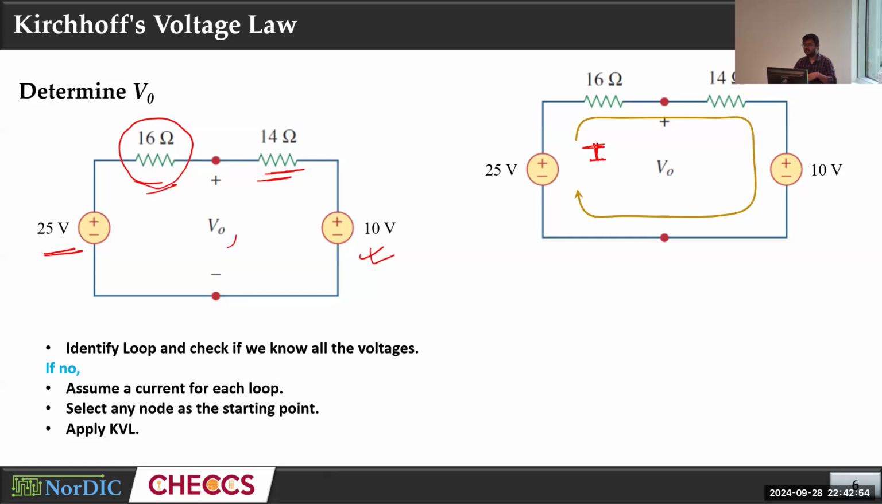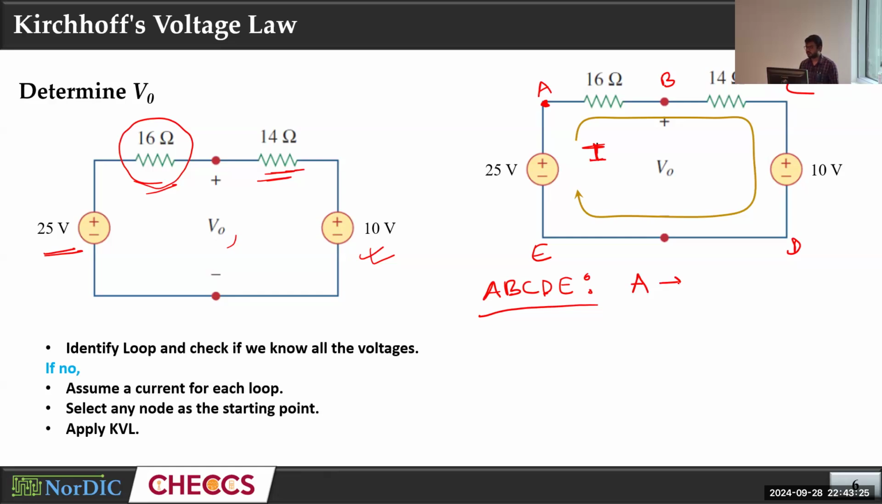So now we go to the same steps again. We will have to select a starting point before writing the KVL. So if we select this as the starting point, A, then B, C, D, E. So this is our loop A, B, C, D, E. Let's select A as the starting point.